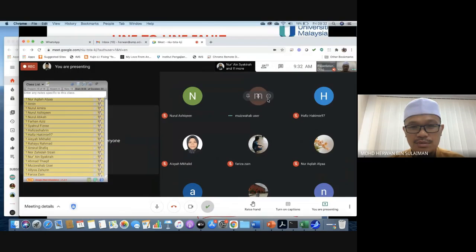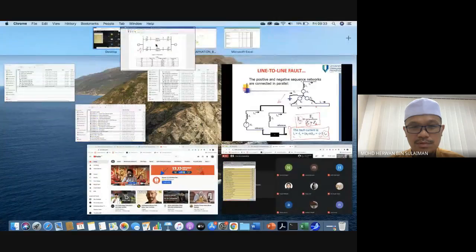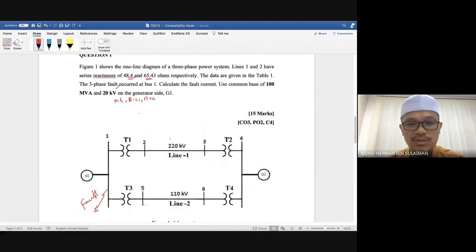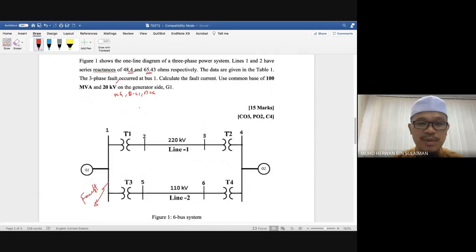Okay. So basically you kena tukar base lah. Tengok orang tahu kan, you tengok soalan ni sepatutnya you tahu dah. Soalan ni memang kena tukar base, you kena remember balik macam nak tukar per unit dulu. Okay, so line 1 dengan line 2: line 1 J48.4 ohm, line 2 J65.43 ohm.